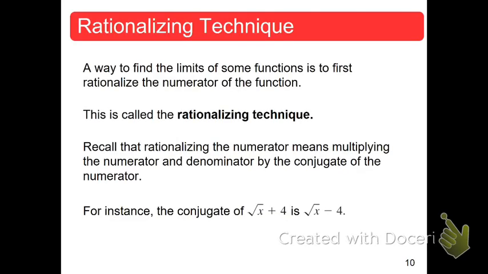All right, rationalizing technique. Sometimes functions are not factorable, but a way to find the limits of some functions is to first rationalize the numerator of the function, which is called the rationalizing technique. Rationalizing is not a word we use a whole lot, but we've done it before. Remember before when we couldn't have a radical in the denominator? What did we do? We multiplied by the what?